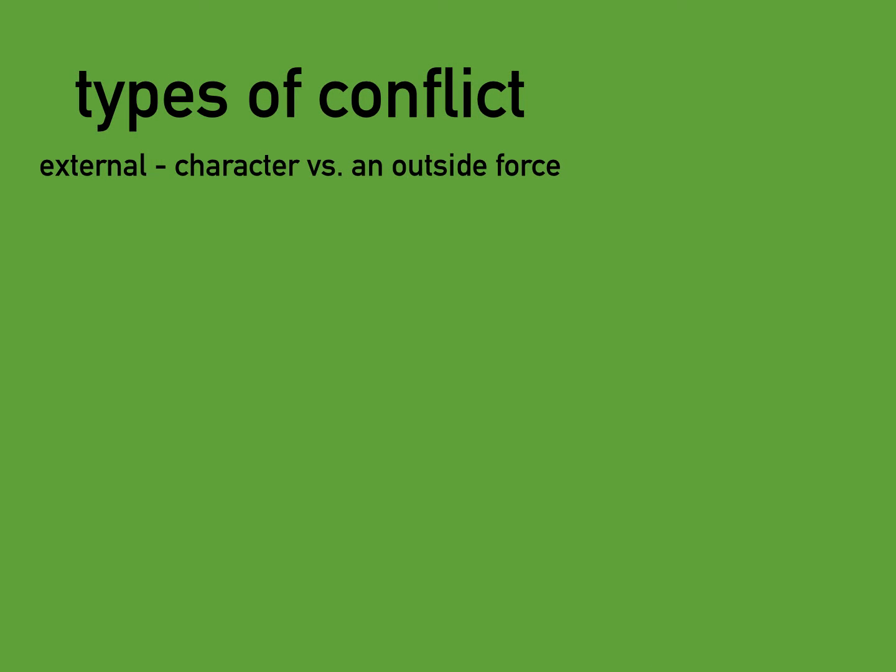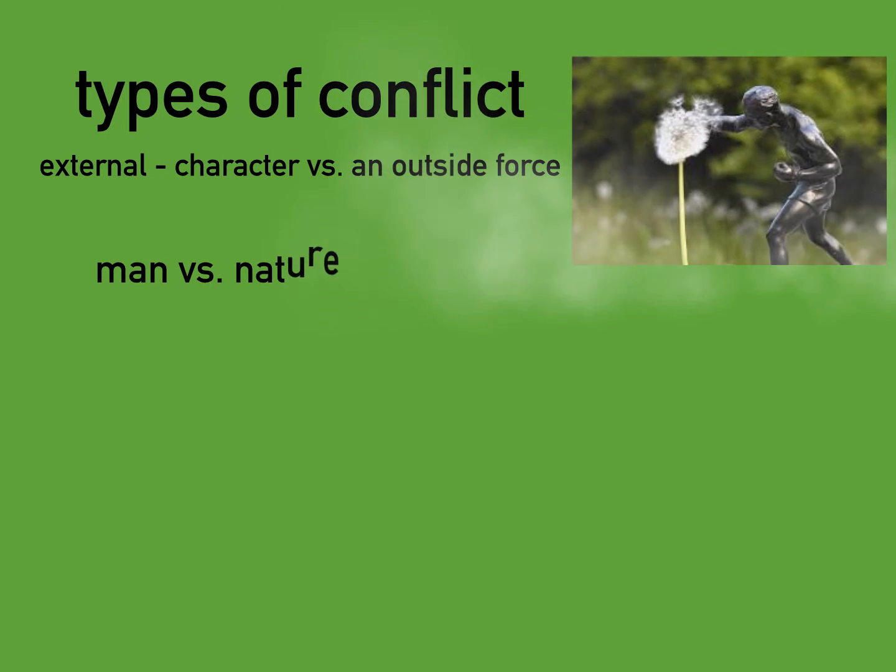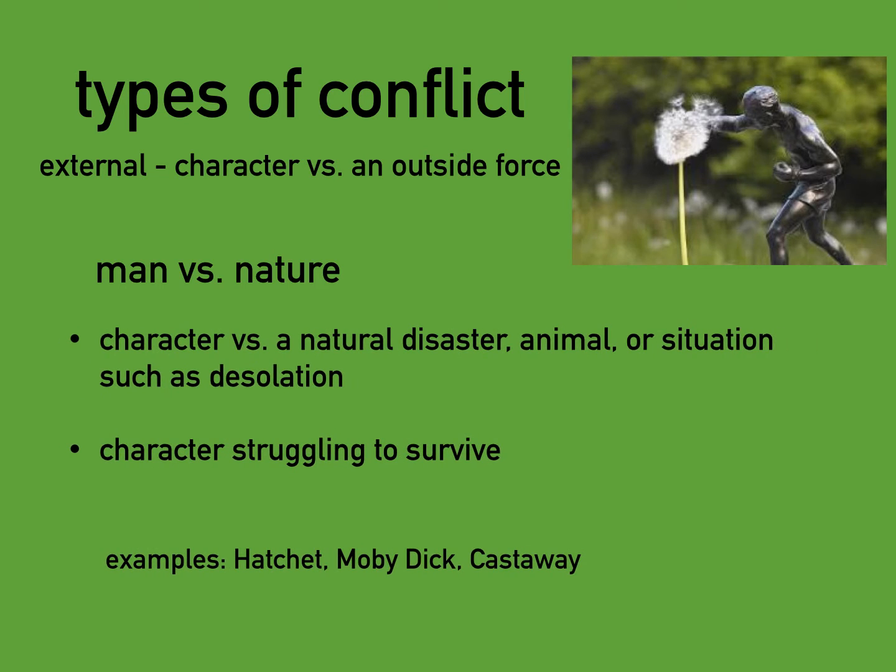The next type of conflict is also external, and it's man versus nature. This conflict includes man fighting against an outside force like a natural disaster, an animal, a storm, or the environment. So it usually depicts a character's struggle to survive. The book Hatchet and the movie Castaway are good examples of man versus nature.